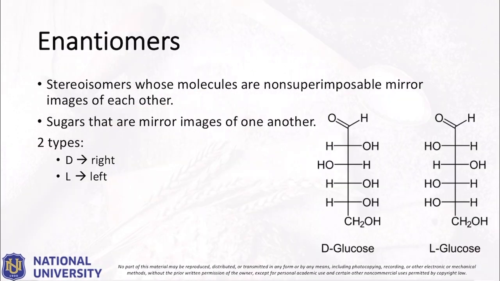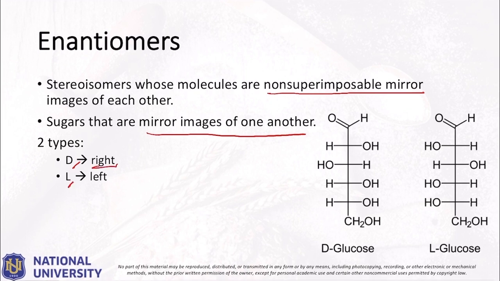First is enantiomers. These are stereoisomers whose molecules are non-superimposable images of each other, meaning they are chiral. Okay, mga mirror images. Sugars that are mirror images of one another. So we have two types of enantiomers, the D and the L. No, D for the right and the L for the left.